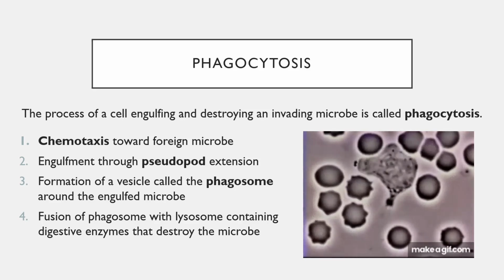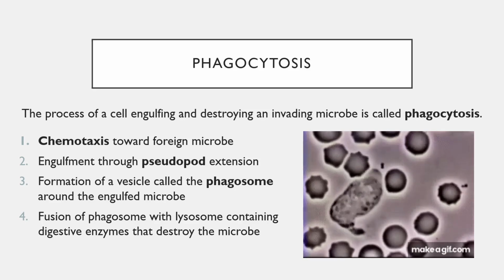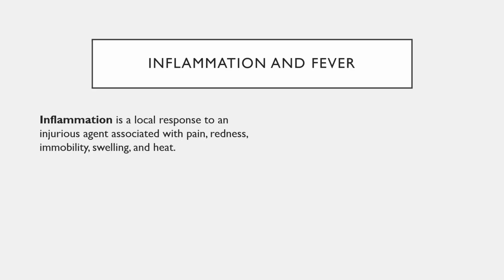Now, we also saw when we talked about these cellular defense categories that there were certain cells that increased inflammation. Inflammation is defined as a local response to an injurious agent that's associated with pain, redness, immobility, swelling, and heat. The reason why inflammation takes place is actually to facilitate the immune response to the site of that infection. When a pro-inflammatory compound is released and the inflammation cascade begins, the first step is vasodilation, which essentially means that blood vessels in the area dilate.